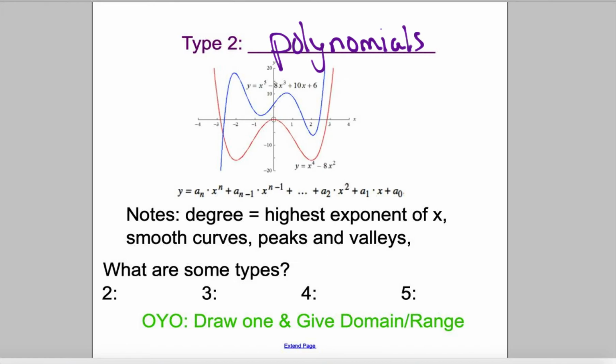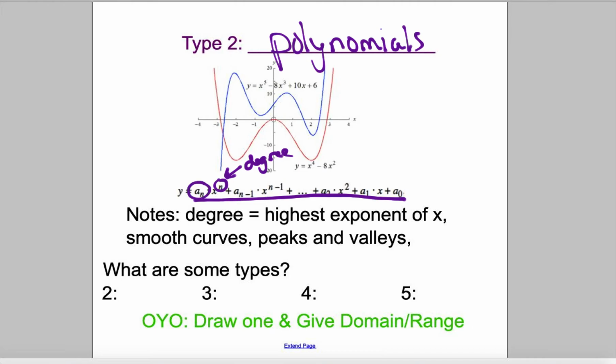Now with polynomials, normally we say in standard form, they are going to be written in what we call descending order. So that's what this really complicated thing looks like. Just remember, the highest exponent is going to go first, and then every exponent after that should be less and less and less. So this highest exponent is what we call the degree of the polynomial. So if it's a degree of 3, the highest exponent is 3.